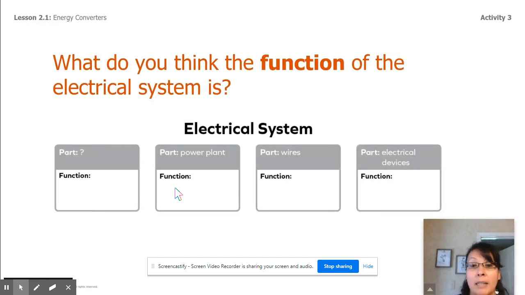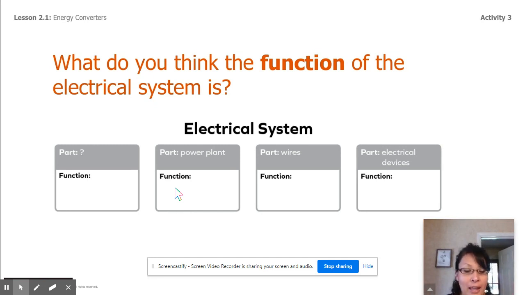We have talked about this diagram before. So what do you think the function of the electrical system is? What do you think the function of this whole system that you see right here? What's its function? Yep, you're right. So it's to provide energy forms for people to use. So whatever electrical device is in there, the whole purpose is to give us an energy form. The whole purpose of a radio is to give me sound energy, right?